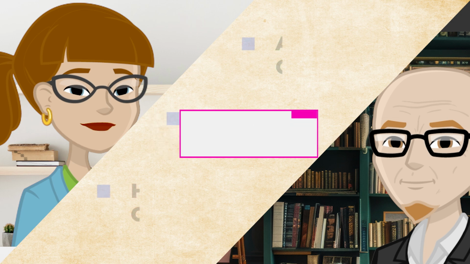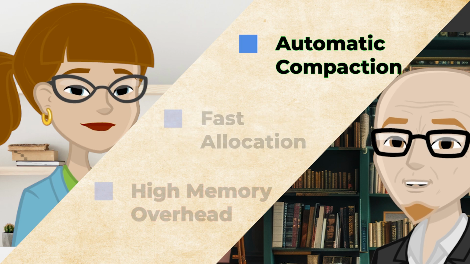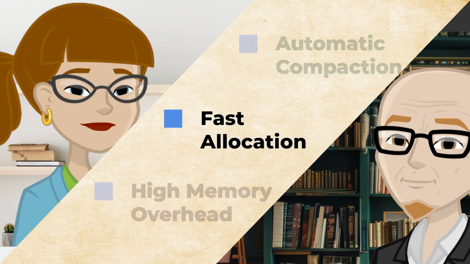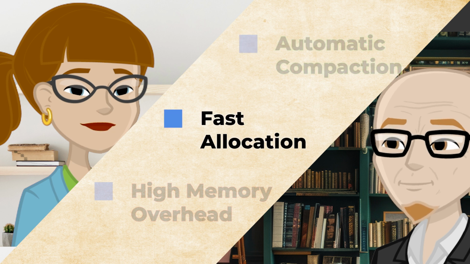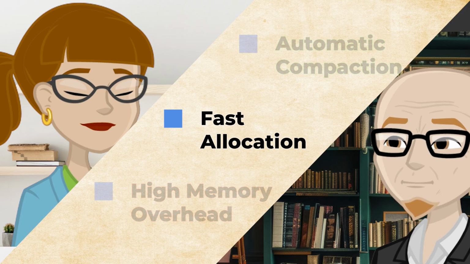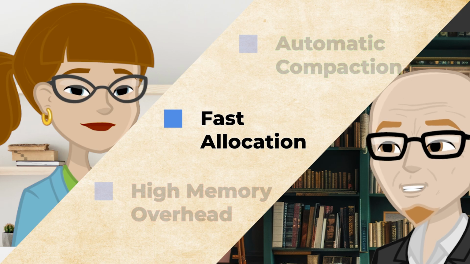Huge advantages. Automatic compaction eliminates fragmentation completely, and fast allocation, because you can use that simple bump-the-pointer method in the nice empty new space. Nice. Plus, the work it does is proportional only to the amount of live data. If most objects are garbage, which is common for short-lived stuff, it's super efficient. Okay, again, sounds great. The catch?